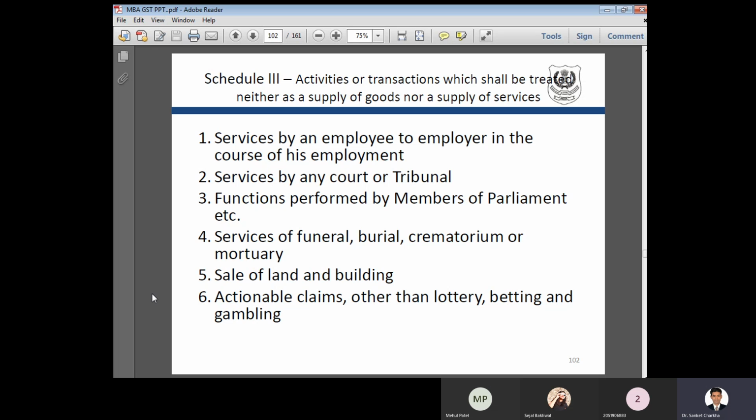Functions performed by a member of parliament, member of Lok Sabha, member of Rajya Sabha and so on, or MLAs, MPs and so on. So all the functions that they perform are also exempted from tax. So it is not under the purview of GST.